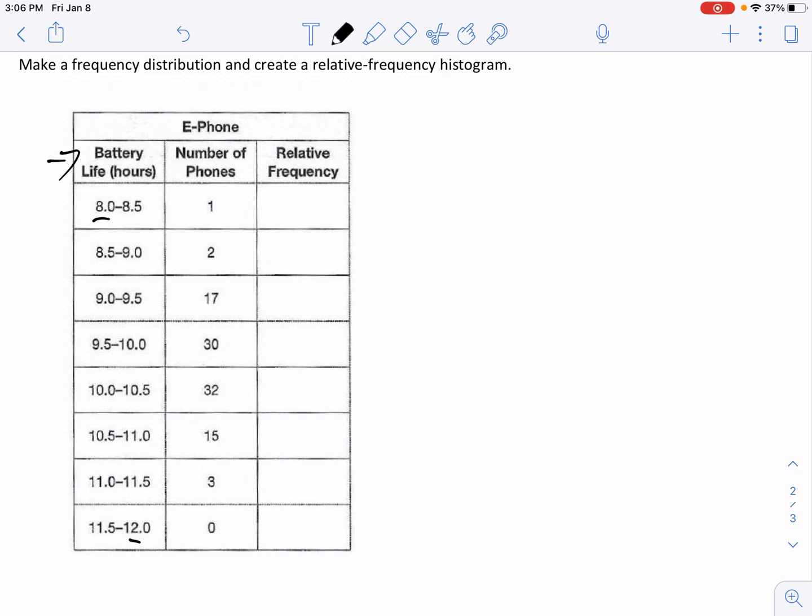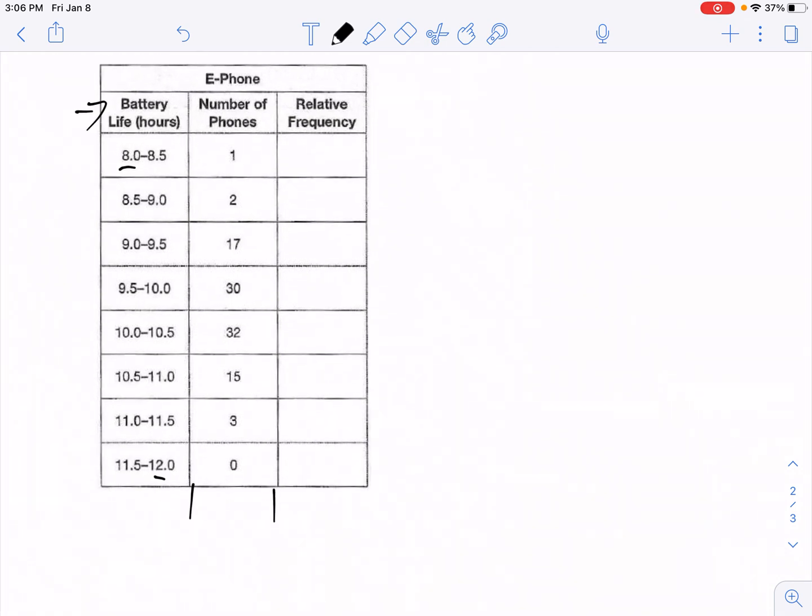Okay, so the first thing we have to do in order to create our histogram is determine the relative frequency, like we talked about in the last video. So we need to total this up and determine how many phones we're looking at in total. With your calculator, or if you just want to count it off to the side, we can add it all together. 1 plus 2 plus 17 plus 30 plus 32 plus 15 plus 3 plus 0, and we would get that the total amount of phones is 100.